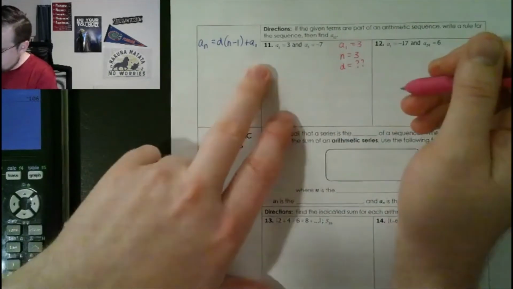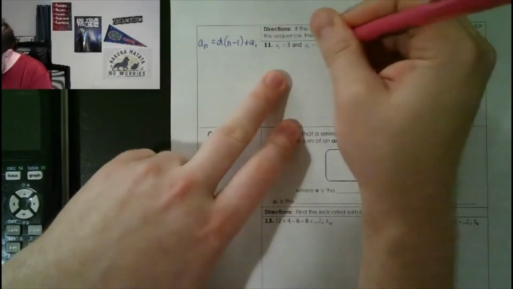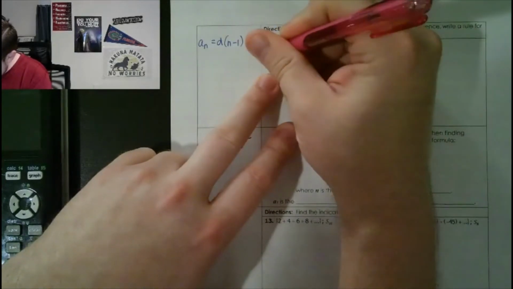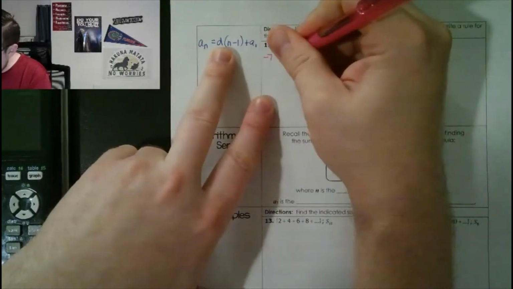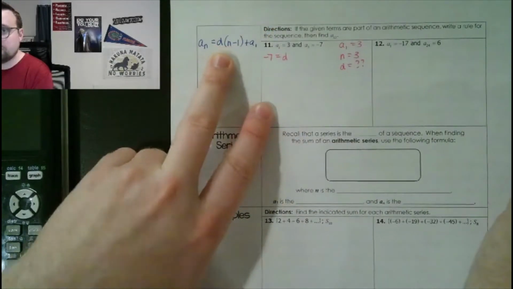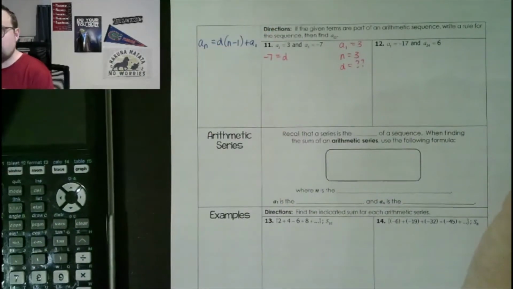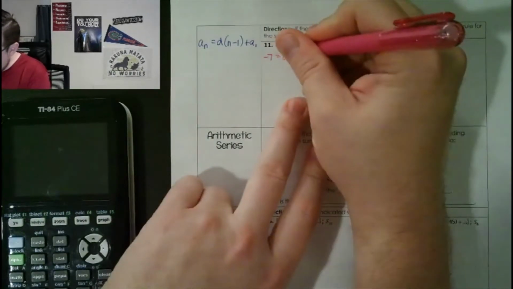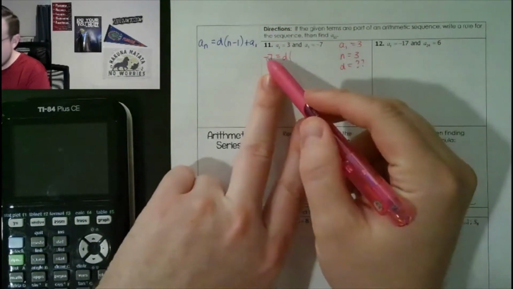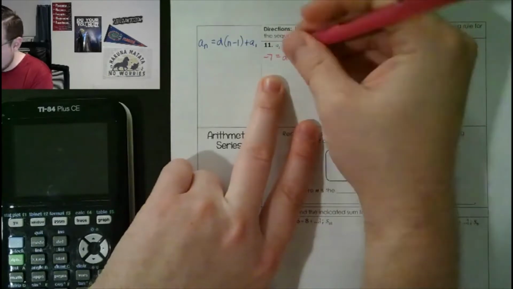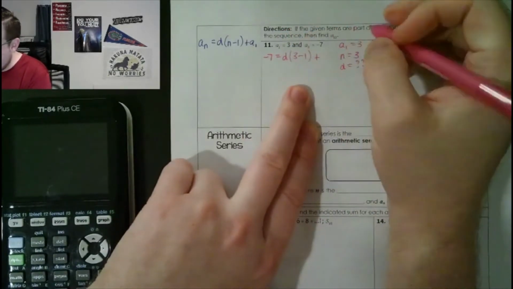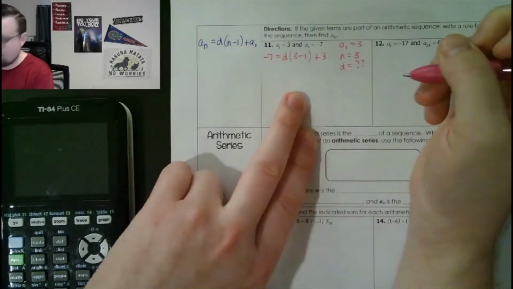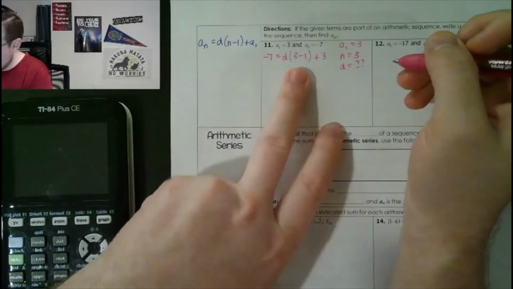So let's do that. So that means the third term, which is negative 7, is going to be equal to the common difference, which is the thing we don't know, okay? And then to that, we're going to be multiplying n minus 1. Well, this is the third term. So the third term minus 1 would be 3 minus 1. Okay? And then to that, we're going to be adding the first term of the sequence, which is 3. All right. So let's do some algebra and solve this.